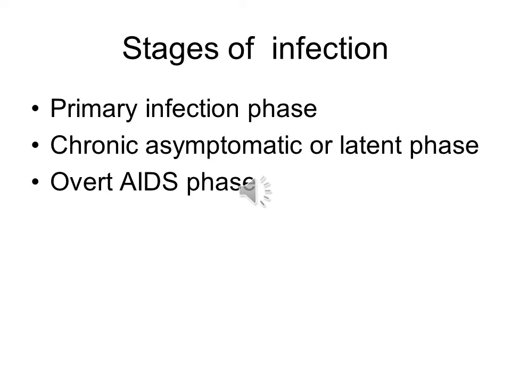The third stage of overt AIDS occurs when a person's CD4 T cell count has dropped to less than 200 cells per microliter, or the person has an AIDS-defining illness. Without treatment, death usually follows within 2 or 3 years, but there's a lot of variation in that time frame.